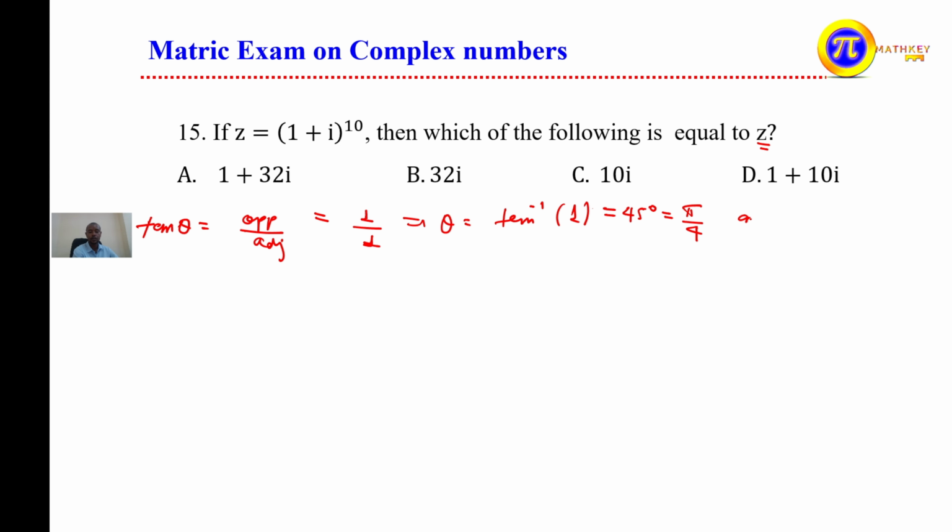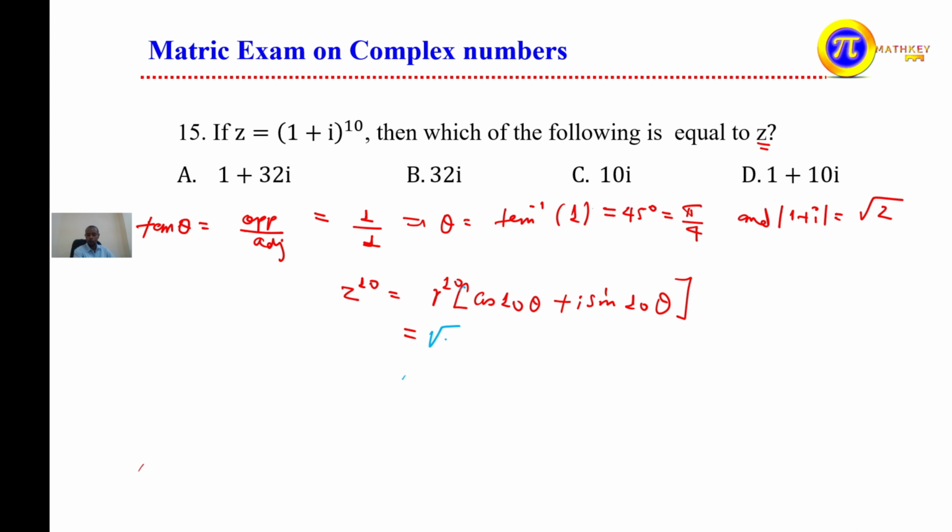What's the norm of this? Norm of 1 plus i is equal to the square root of 1 squared plus 1 squared, that is square root of 2. This becomes the square root of 2, the whole power of 10, into cos of 10 times pi over 4, that is 5 pi over 2, plus i sine of 5 pi over 2. Here we are.